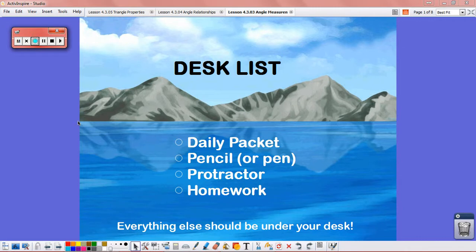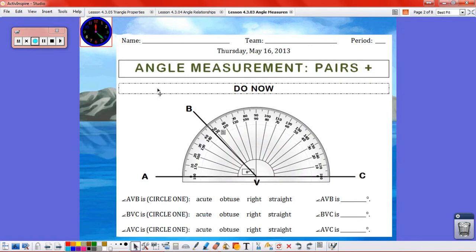This is the third lesson in our geometry unit. It's called Angle Measurement Pairs Plus, and we're going to be doing some protractor work. So the warm-up, the angle's already lined up on the protractor, which makes it a little bit easier. And it says angle AVB is circle 1: acute, obtuse, right, or straight.